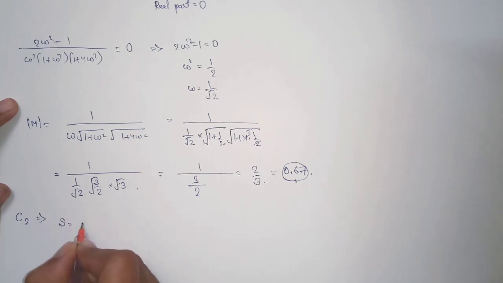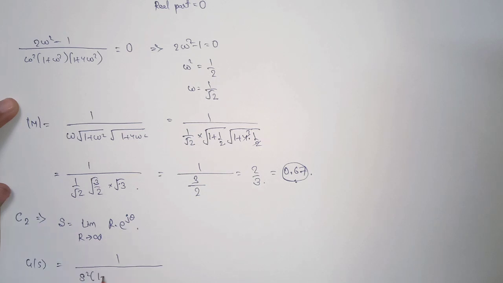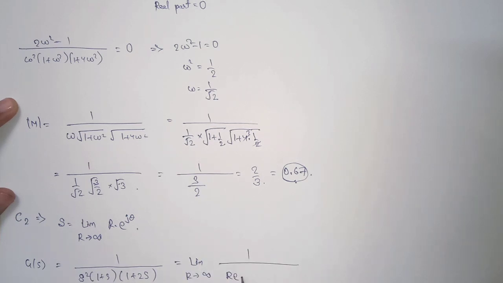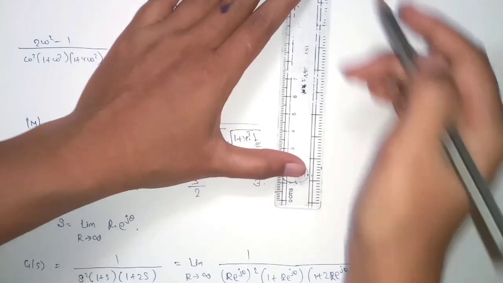Here we will substitute S is equal to limit of capital R tends to infinity, R into e to the power of J theta, as our initial equation is S squared, 1 plus S, and 1 plus 2S. We will substitute as 1 by R e to the power of J theta squared, 1 plus R e to the power J theta, 1 plus 2 R e to the power J theta. And now let's take a division on this paper.